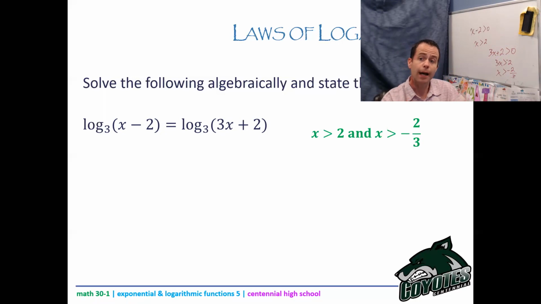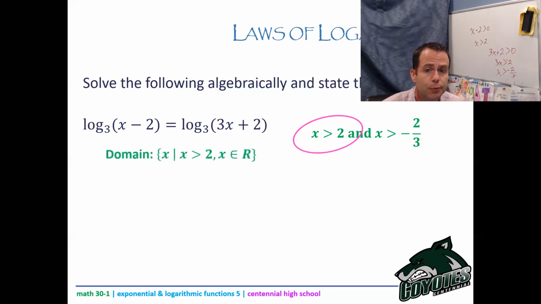Okay, now though, you have some thought to have. I don't need to write both of these restrictions. If x has to be greater than 2, I actually don't care that x has to be greater than -2/3, because x greater than 2 is more restrictive. So you want to go with the more restrictive one. Your domain here will be x is greater than 2.